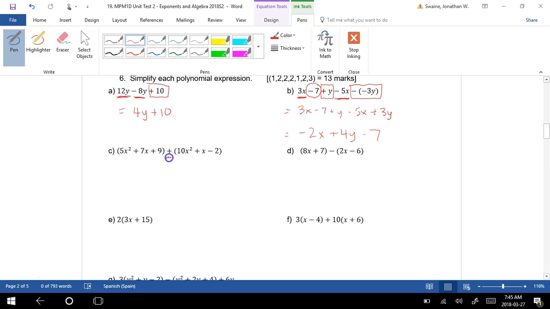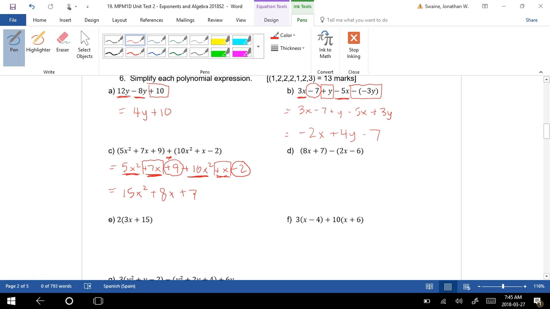The next one here, I've got addition between the two brackets, which means that no signs are going to change, and that allows me to just drop the brackets without changing anything at all. So I get that. And now I've got 5x squareds, and here's 10 more, so that's going to be 15. I've got 7x right there, and I'm adding one more. Oh, I shouldn't use underlines, sorry. Plus, so that's 8x, and then in terms of numbers, I've got 9 here, I'm taking away 2, so that's 7. Done.